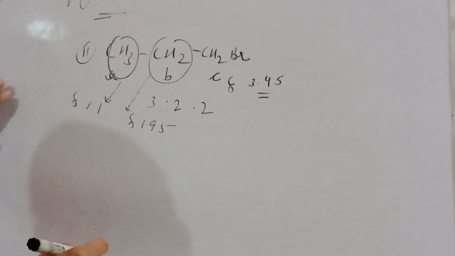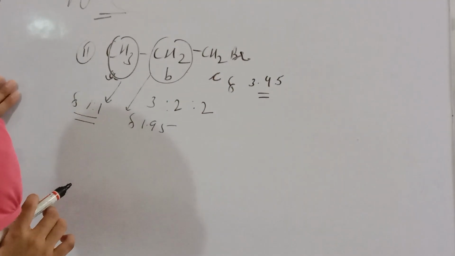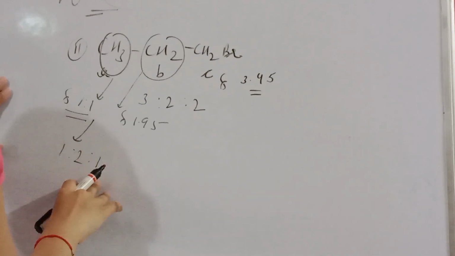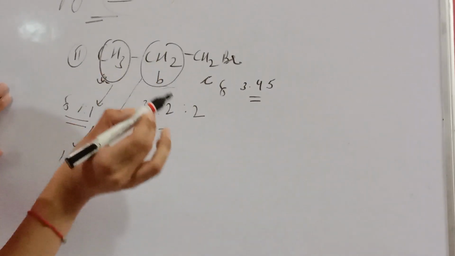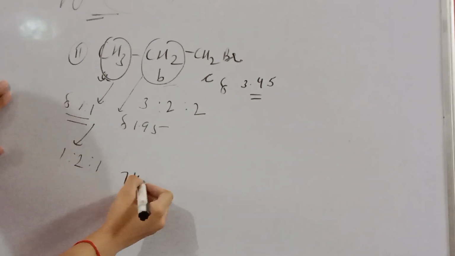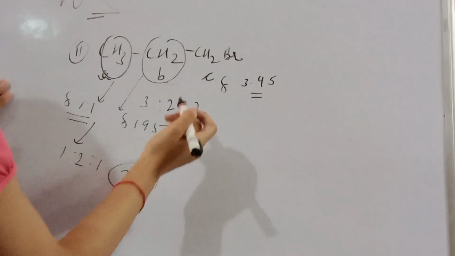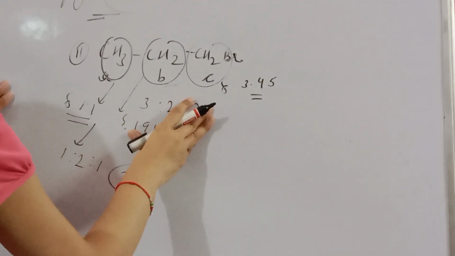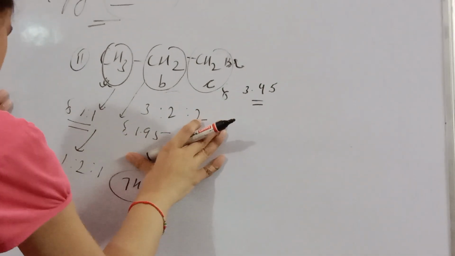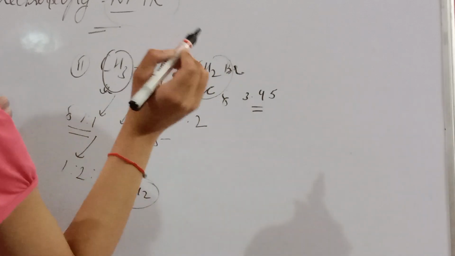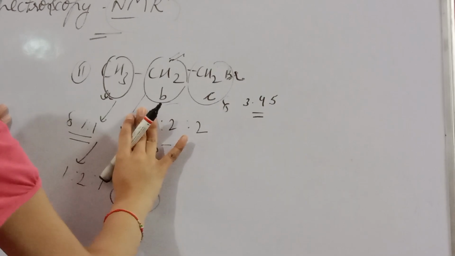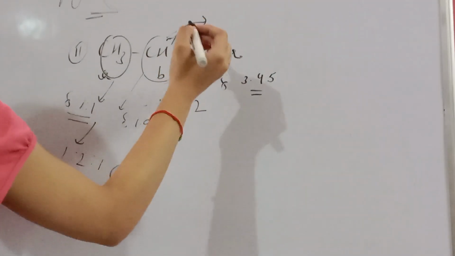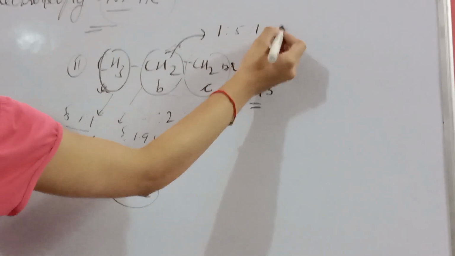The signal due to A protons is due to 3 equivalent CH3 protons. It is split into a 1:2:1 triplet by 2 equivalent methylene protons of type B, with a J value of approximately 7 Hz. Similarly, the signal due to C protons at delta 3.45 refers to methylene protons of CH2Br. It is split into a 1:2:1 triplet by the methylene protons, that is Hb, on C2 with J value approximately 7 Hz. And the split of the Hb protons is 1:5:10:10:5:1.